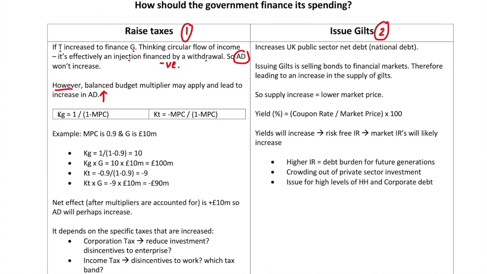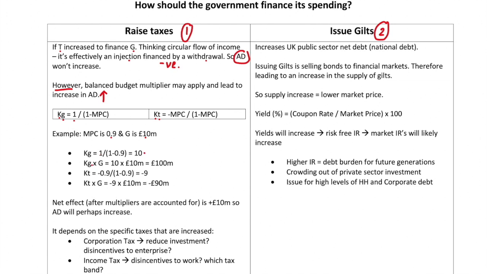So for the balanced budget multiplier, the two key formulas that you need to be aware of is your simple multiplier for the government, which is just 1 over 1 minus MPC. But also there is a multiplier for taxes, the tax multiplier. And the formula for that is minus MPC divided by 1 minus MPC. Now, if we just imagine that the MPC was 0.9 and that government spending was 10 million in this example, and if we just calculate it through chucking in the 0.9 into the multiplier formula, it comes to 10.